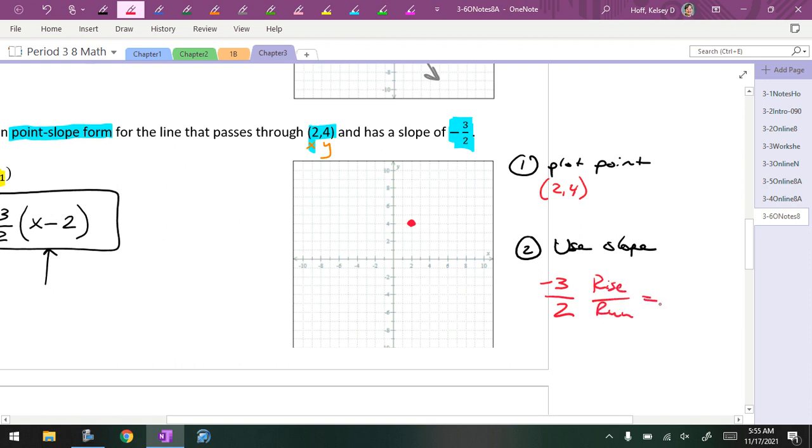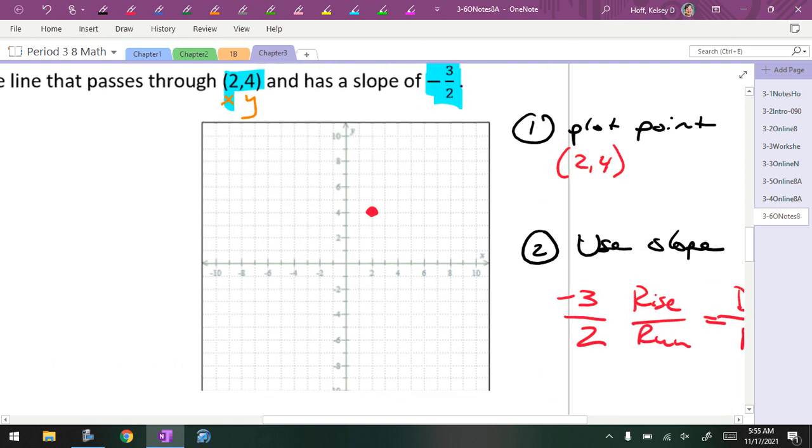Therefore, I am going to go down 3 because it's a negative, but Ms. Hoff reminds me, always go to the right 2. So start at your point. Put your pencil on that point, and from there, count down 3. 1, 2, 3, right 2. 1, 2, put a point. Technically, you could do it again. 1, 2, 3, 1, 2.